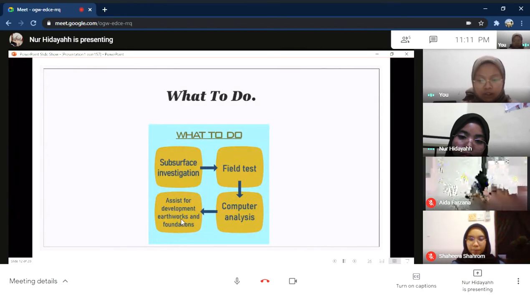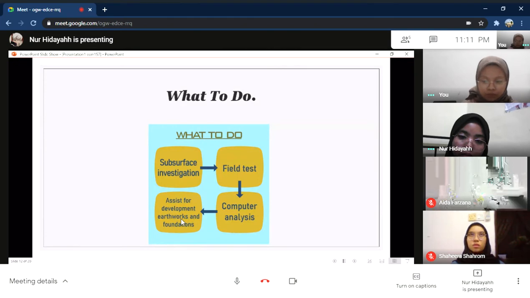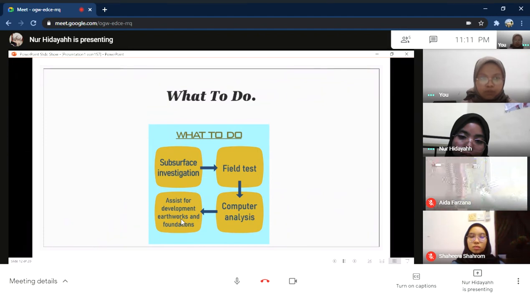The next one is computer analysis. This is where the compiled data will be analyzed, and it will show how crucial the model's condition will be in future development of the construction project. After the computer analysis is done, only then the person in charge will assist in the development of earthworks and foundation that is suitable for the conditions of the site.